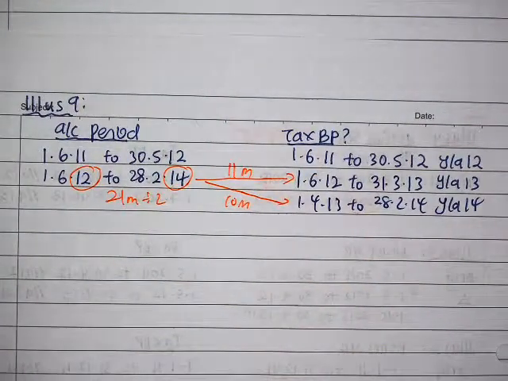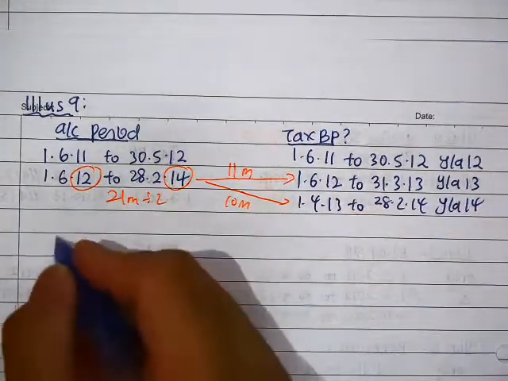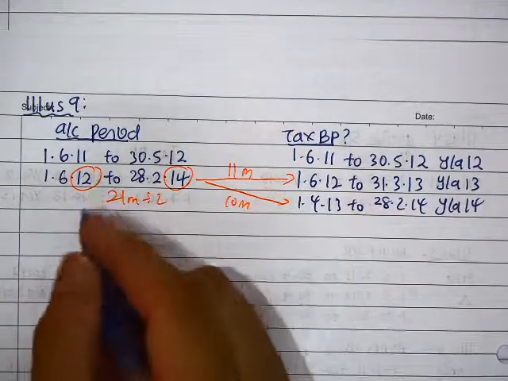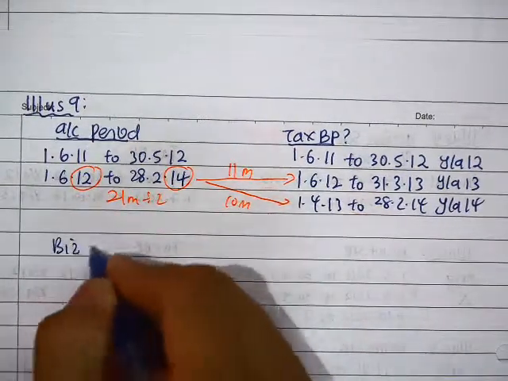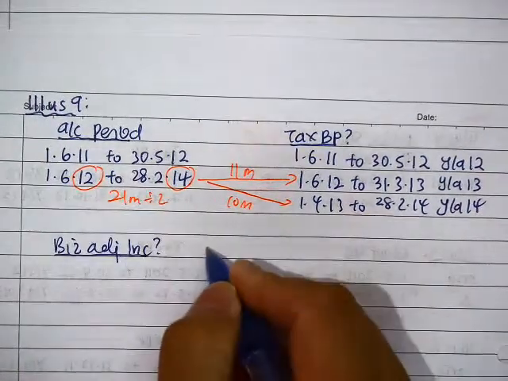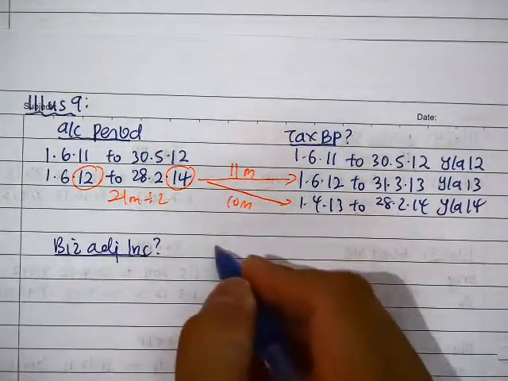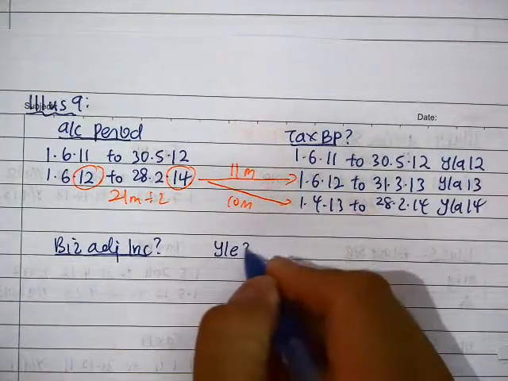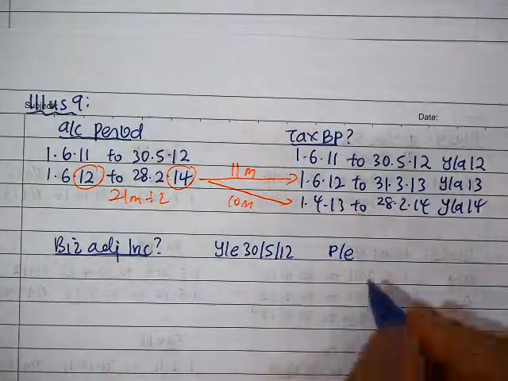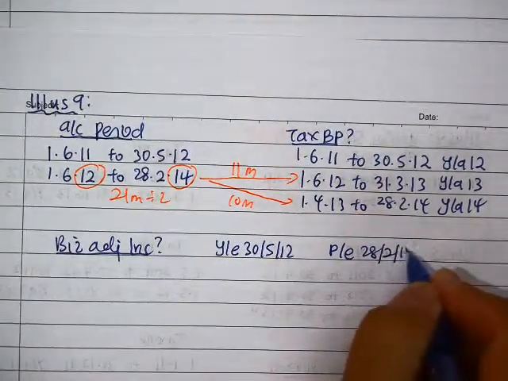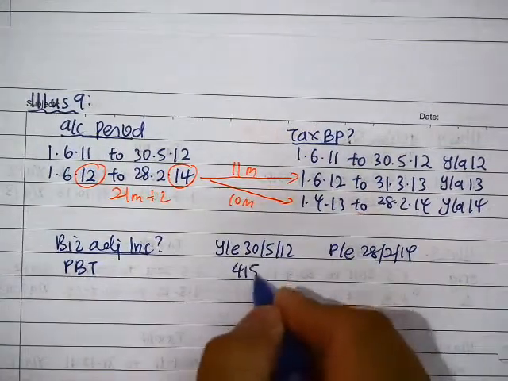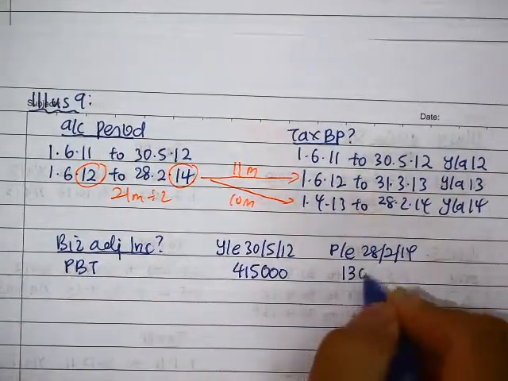Now what do you do then in your tax computation? If you want to determine your tax computation, you must first determine your business adjusted income. Now what is the business adjusted income? You've got to follow your accounts. So if you look at the year ended 30th May and period ended 28th February 14, my PBT was 415,1308.